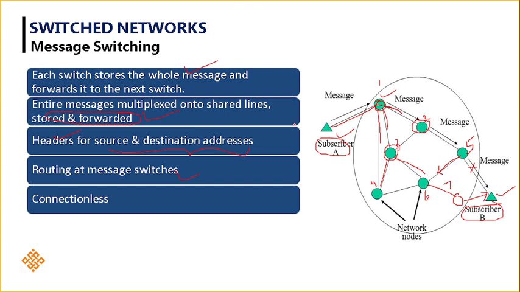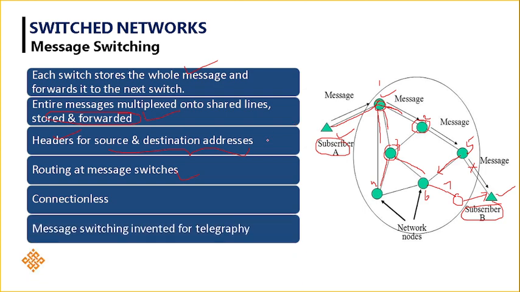And moreover, if anywhere the route is broken, or if there is any high traffic, then the switch has the capability to dynamically change the path to some other shortest path or best path. This is mainly used in telegraphy, and telephone networks.